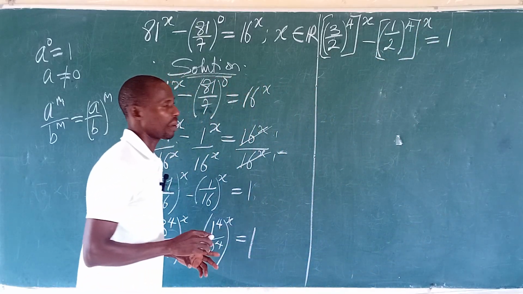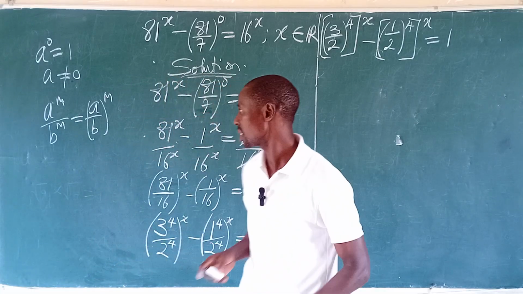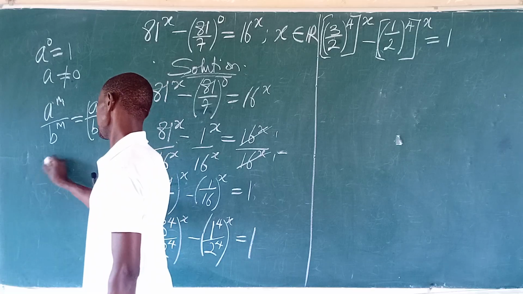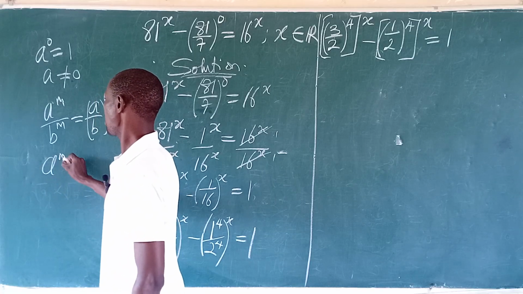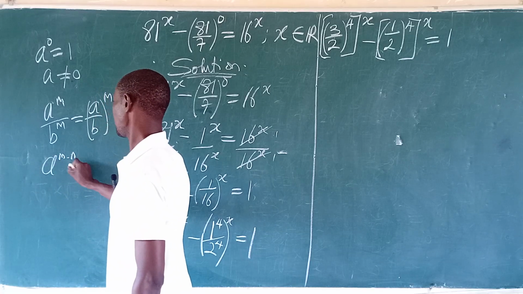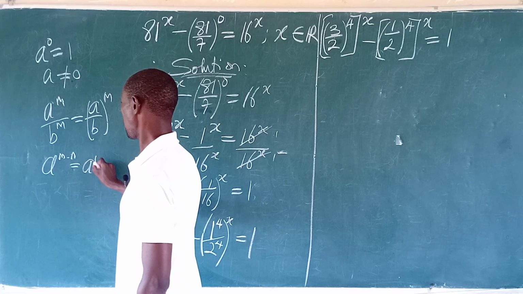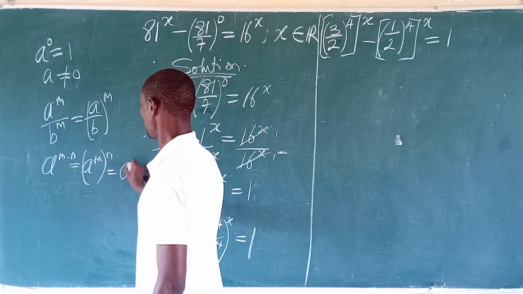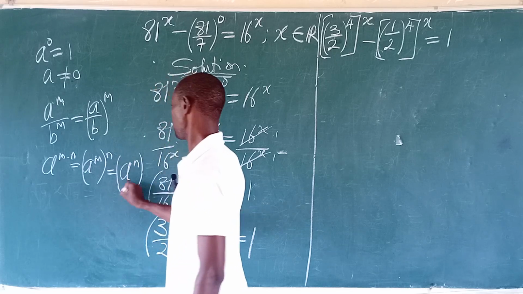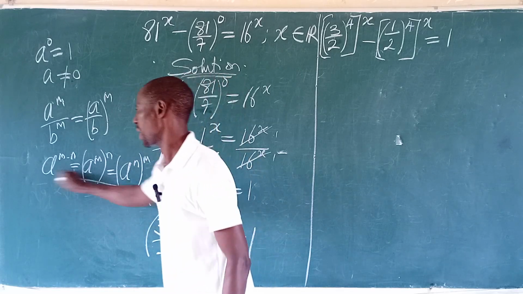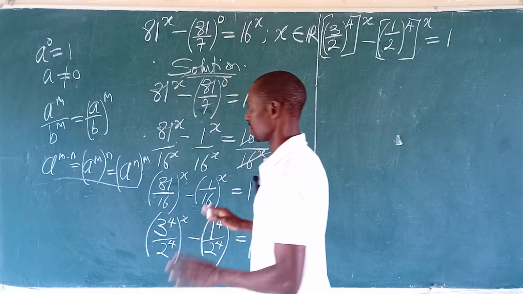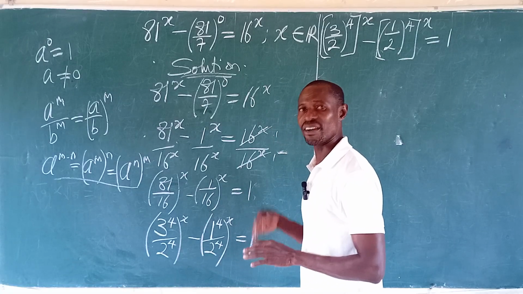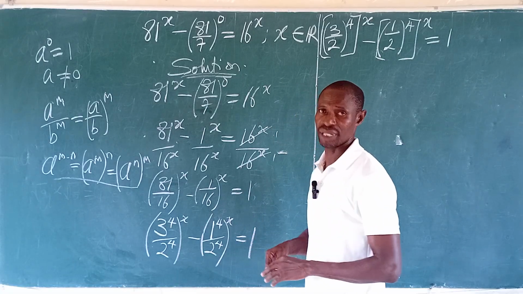Then here we're going to apply another law which says that a to the power of m times n is equal to a to the power of m, or a bracket raised to n, which is also equal to a to the power of n, or a bracket raised to m. So these are some simple laws, but however simple they may be, they are very powerful in solving exponential equations.